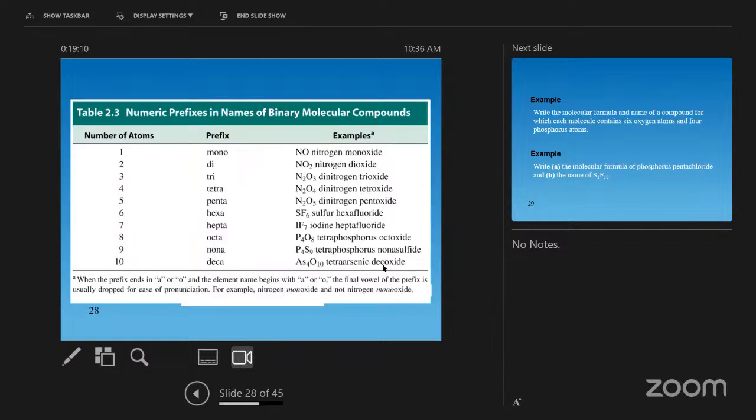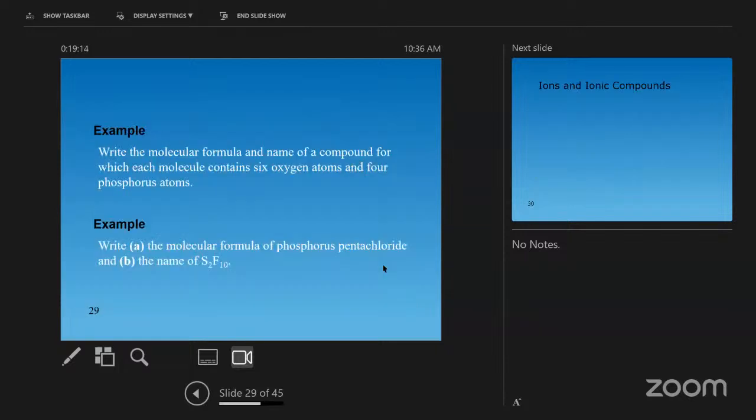So, this one says to write the formula and name the compound for which each molecule contains 6 oxygen atoms and 4 phosphorus atoms. So they're telling you the composition of the molecule: 6 oxygen atoms, 4 phosphorus atoms. So let's do the formula first, the phosphorus first, each element first. So the formula would be, not the name, the formula first. P4O6, exactly. So the formula is P4O6.